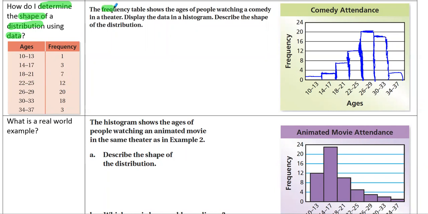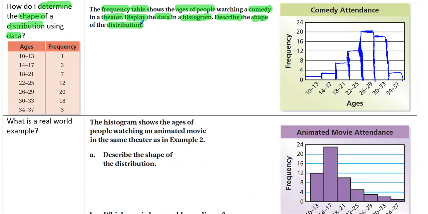It says the frequency, the number of times something happens. The frequency table shows the ages of people watching a comedy in a theater. So a comedy movie, I suppose. Display the data in a histogram. Histogram's got intervals and frequency. Describe the shape of the distribution.